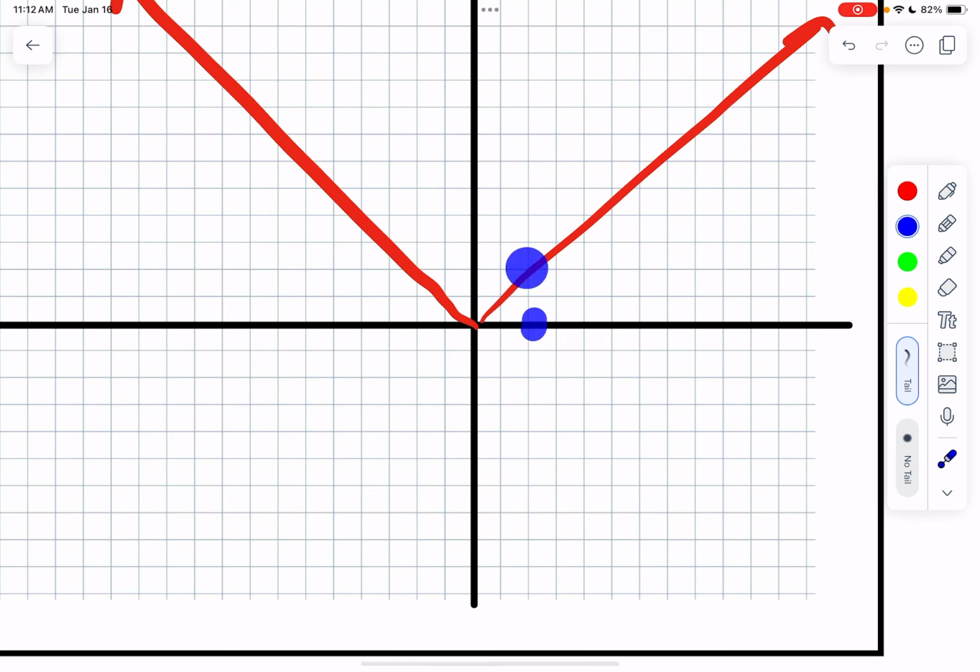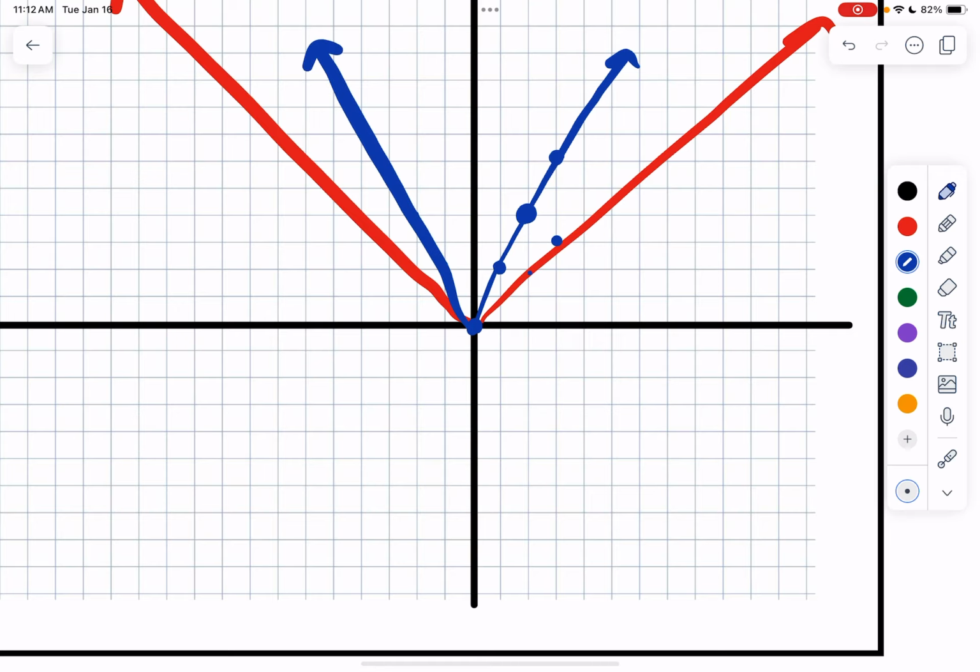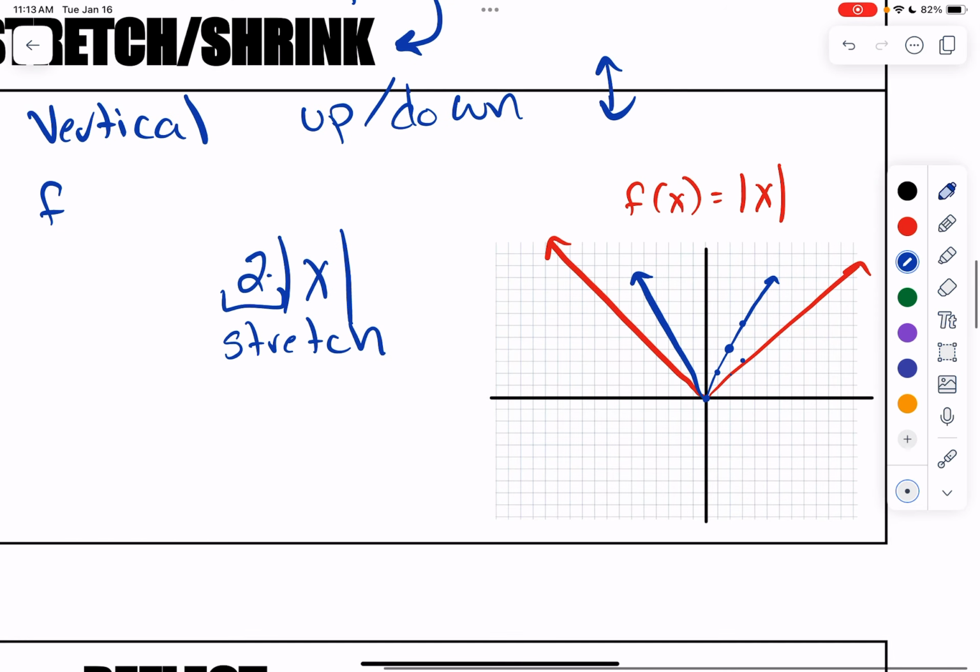Now this one, the point 2, 2, is going to be twice as far, so it's going to be up here at 4. Here it's up at 3, it's going to be twice as far, so it's going to be up here at 6. And then 0, twice as far as 0 is still 0. So it really gives me this taller, skinnier graph. So there's multiplying by 2.